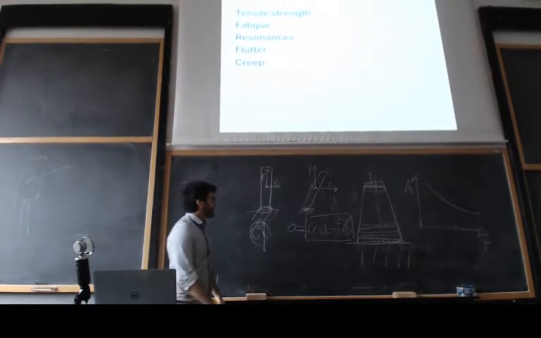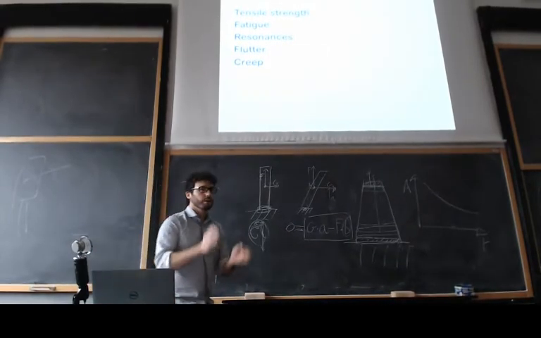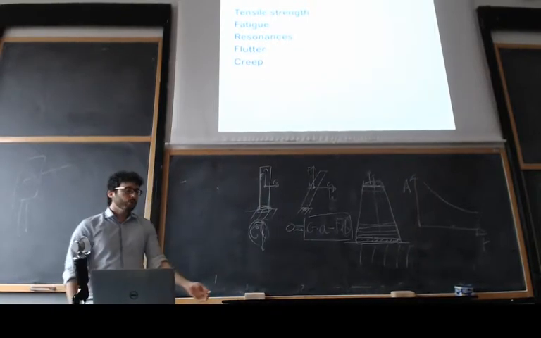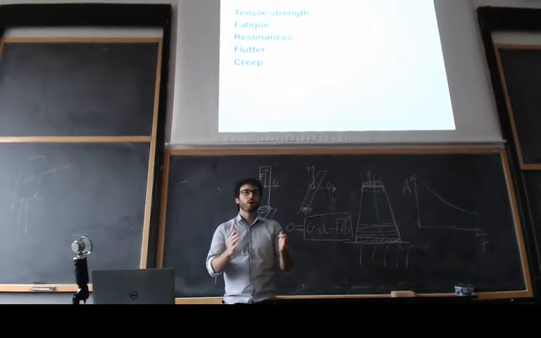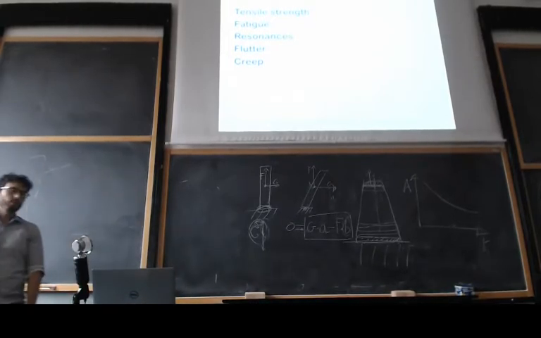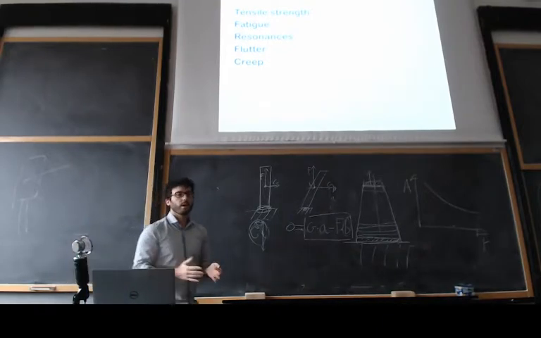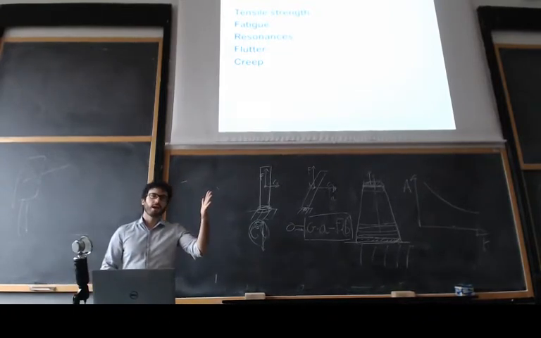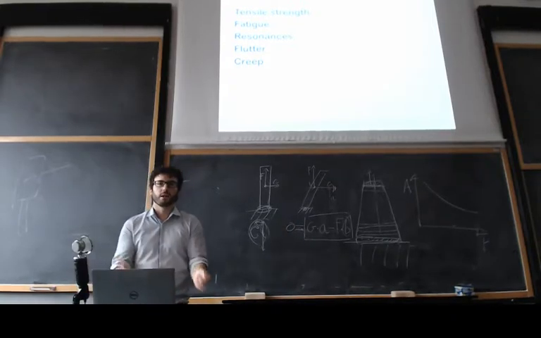So now we saw how to evaluate the stress in a rotating blade and in a nozzle, so nozzle is static blade. Now we have to compare these stresses with the properties of the material. In that case, I have to compare with a lot of values, not only a single value, because the material can break in a lot of ways: tensile, fatigue, resonances, flutter, and creep. We are going to see each one of these behaviors of the material.